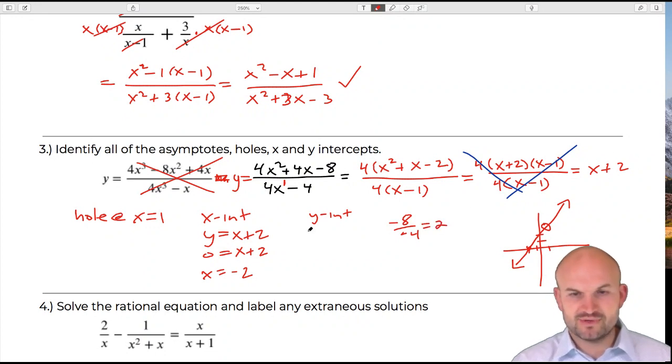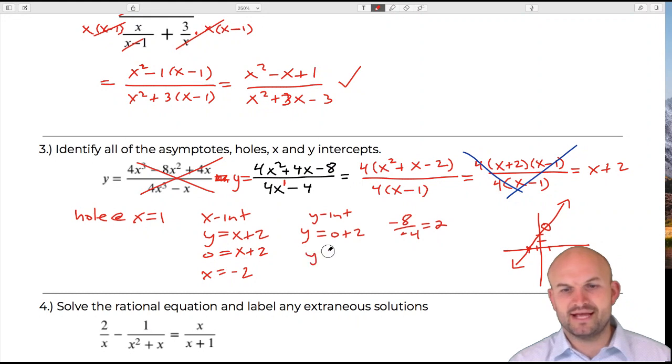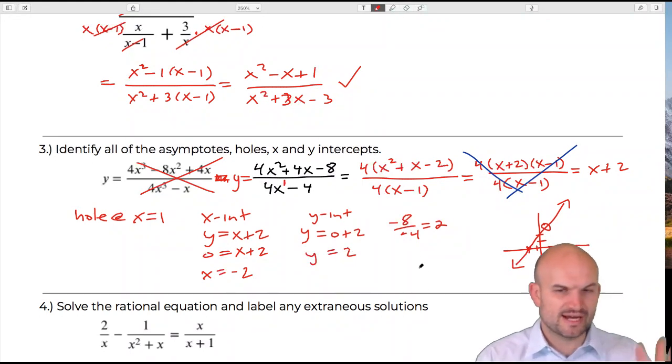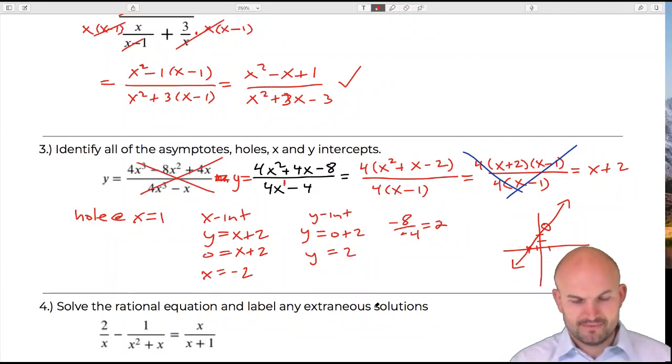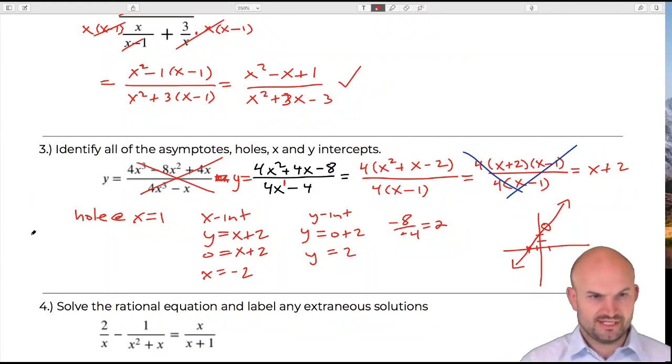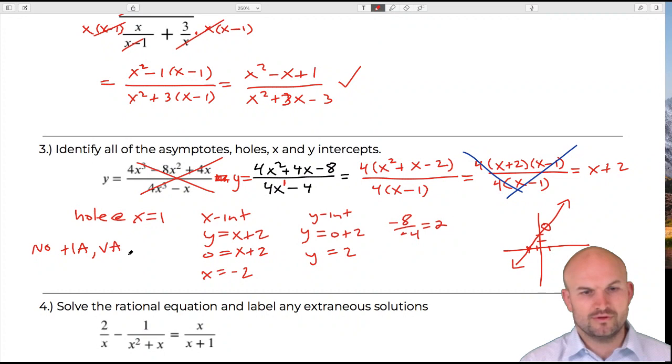Or if you really just want to plug 0 in for x, you can see you're going to get y equals 2 as well. So there's kind of two different ways you could have gone about identifying those intercepts. I'm just going to write no asymptotes here just in case. So no horizontal asymptote, vertical asymptote, or slant asymptote.